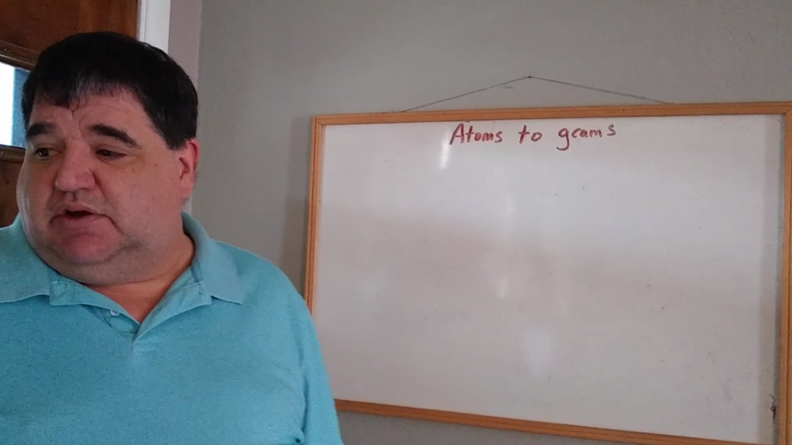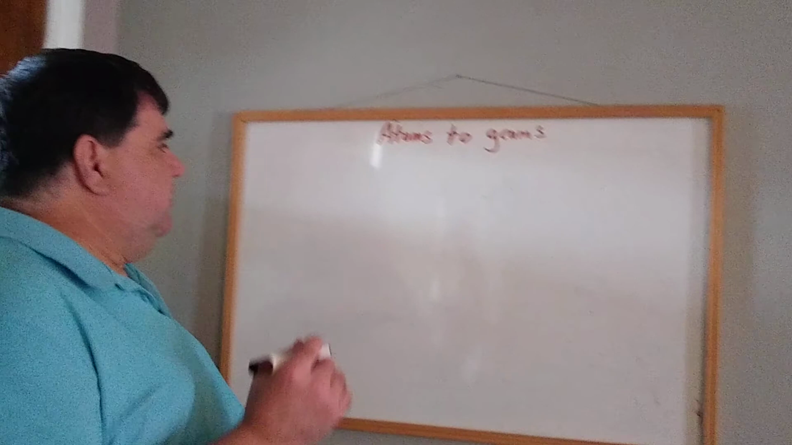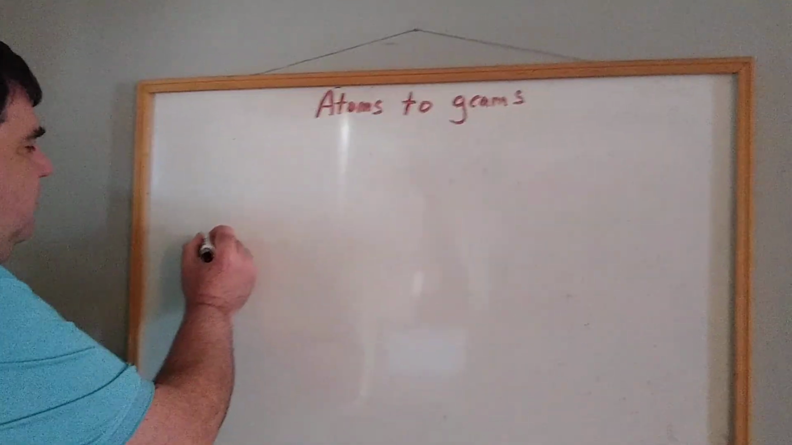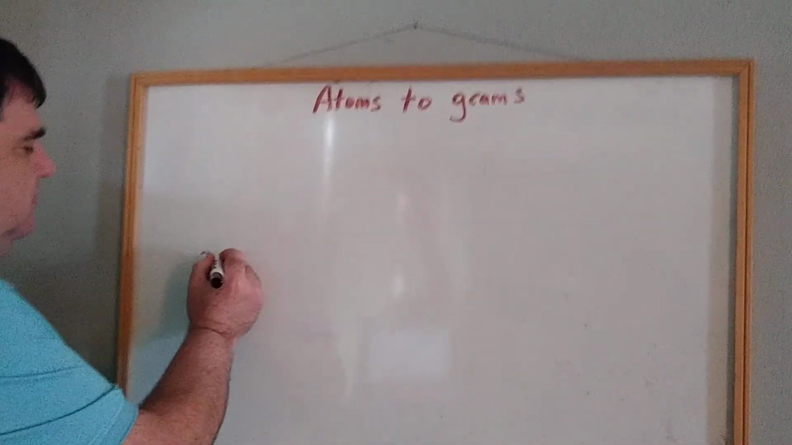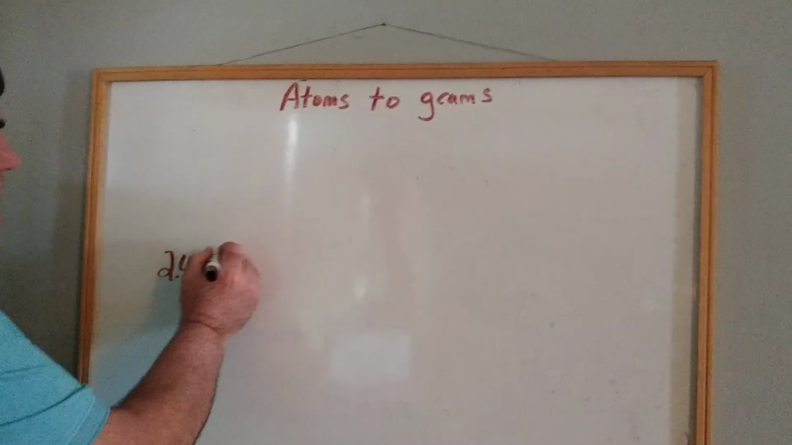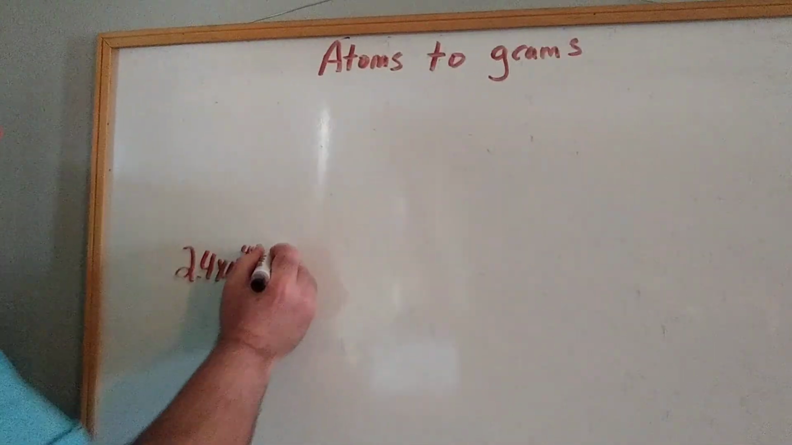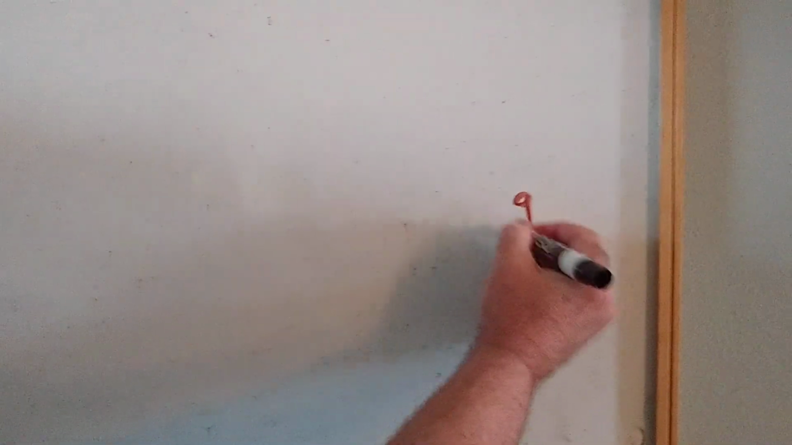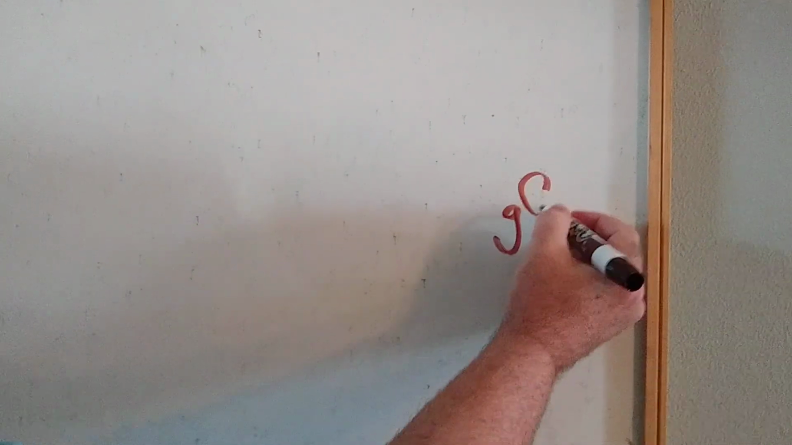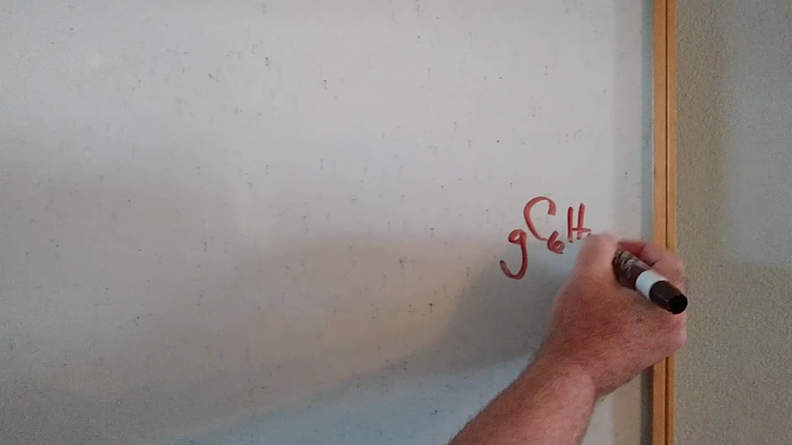So it says we have 2.4, I'm going to write it down here, times 10 to the 45th atoms of hydrogen. And we are going to convert that into, at the very end, grams of C6H12O6. So to get there, we have to do some conversions.